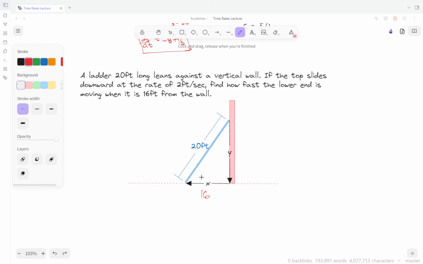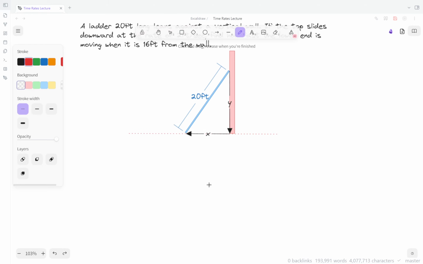Okay, so at this point, I think we pretty much know what to do with this one. We first establish the equation. So we have here x squared plus y squared is always equal to 20 squared. Where is this from? Well, that's coming from the right triangle that you can see in there.